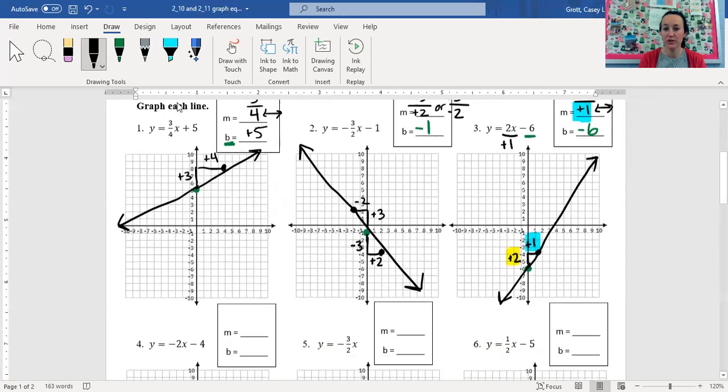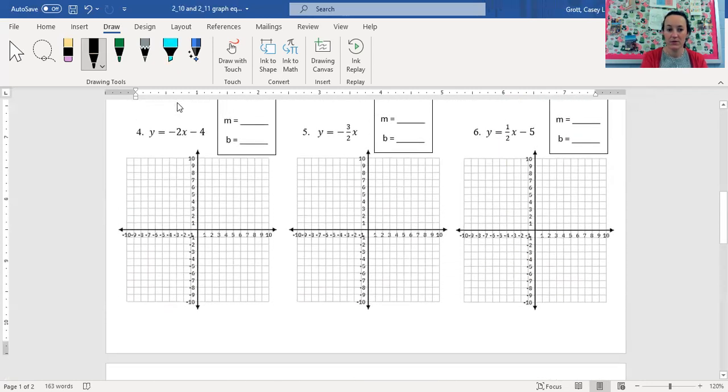Let's take a look at 3 more. Okay, taking a look at 4. My y-intercept, the number without the x, so -4. Slope with the x, let's turn it into a fraction. Always put it over +1. Okay, always positive. Slope, -2 over +1.